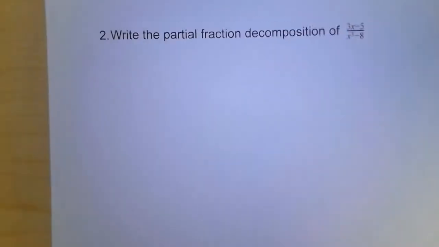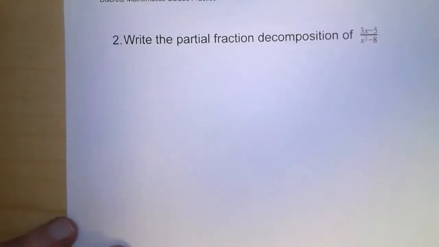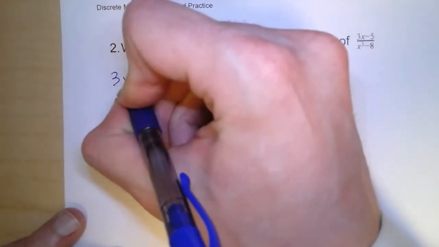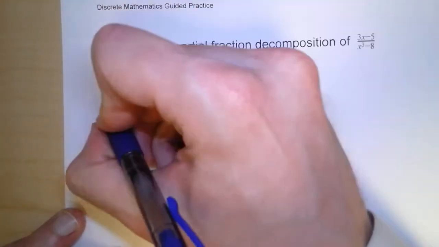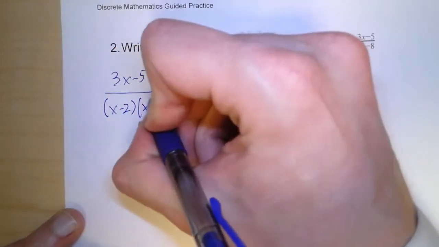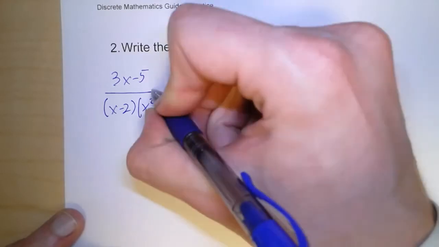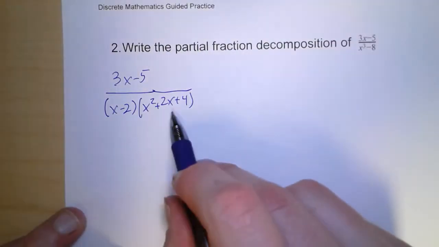Now with the next one, we have x cubed minus 8. This is going to factor into 3x minus 5 on top, and then on the bottom it's going to be x minus 2 times x squared plus 2x plus 4. Now this quadratic is irreducible.